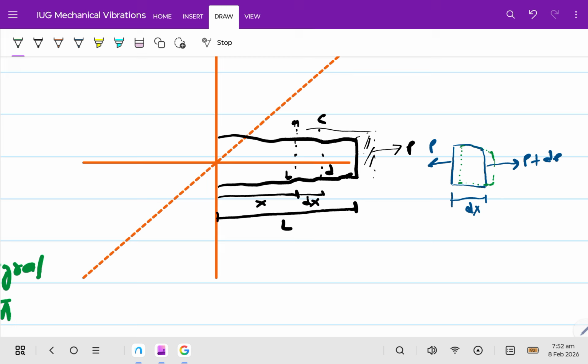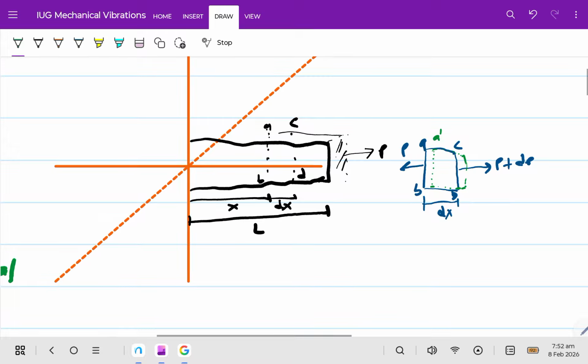Previous positions were A, B, C, D. Now our new positions are A prime, B prime, C prime and D prime. So these are our new positions. Now it has moved; let's say this was a displacement U, and this was U plus du.